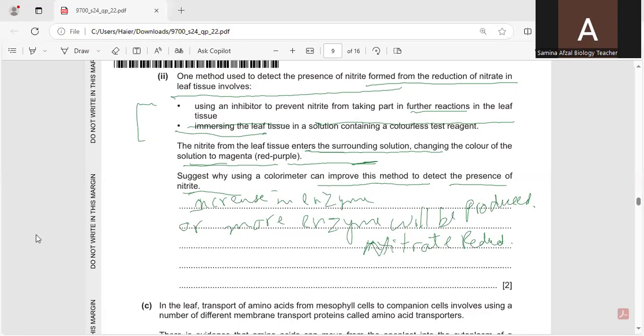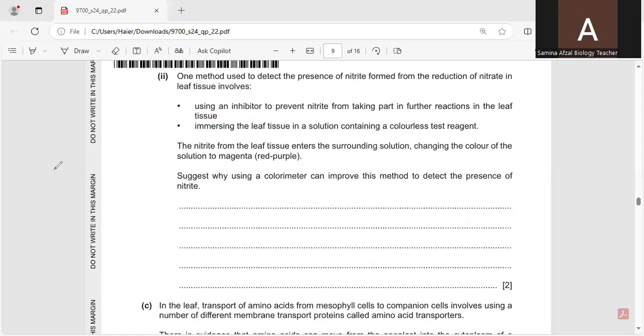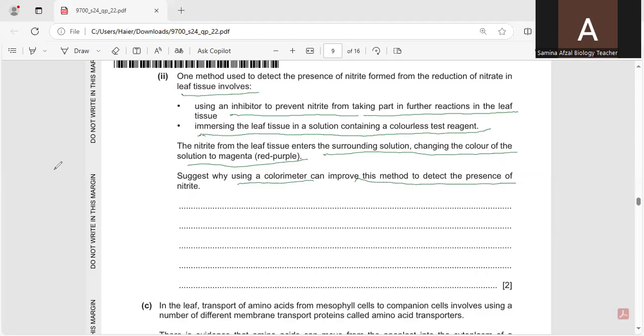The next question is, one method used to detect the presence of nitrite formed from the reduction of nitrate in leaf tissues involves using an inhibitor to prevent nitrite from taking part in further reactions in the leaf tissues, and immersing the leaf tissues in a solution containing the colorless test reagent. The nitrite from the leaf tissues enters the surrounding solution, changing the color of the solution to magenta. Suggest why using a colorimeter can improve this method to detect the presence of nitrite.